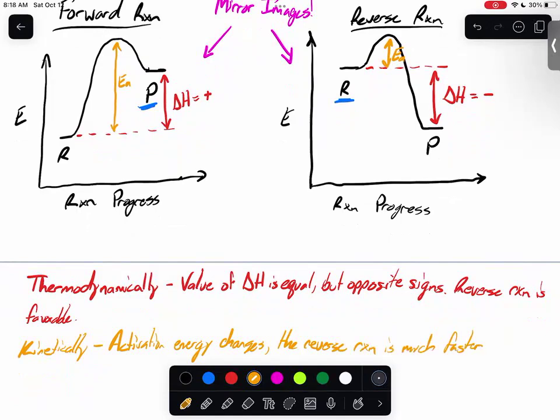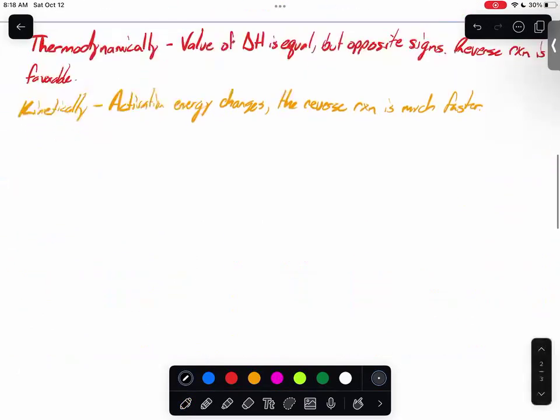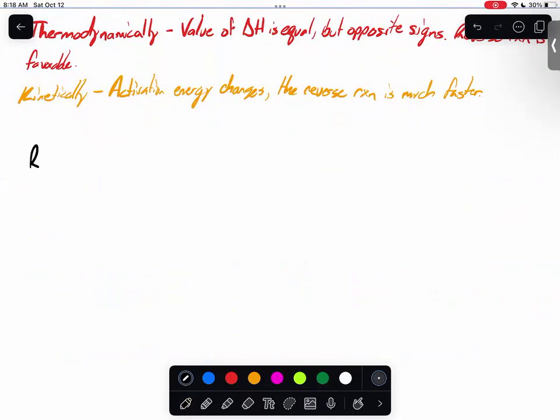So with microscopic reversibility, the reactions will follow the exact same reaction path. However, the thermodynamics, all they do is change signs. The kinetics can actually change the activation energy quite a bit, right? They won't be the exact same, but opposite. They'll just change their value entirely. So, what does this actually mean with a real reaction, right? So let's do a real reaction example.